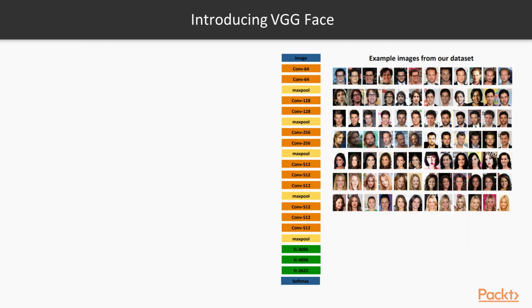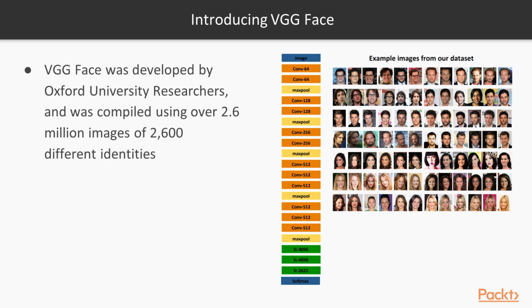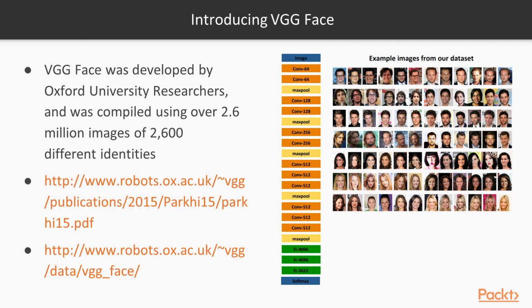So now let's introduce one of the best attempts at this, which is VGG Face, which was developed by Oxford University researchers, and it was trained on over 2.6 million images with over 2,600 different identities. And you can look at these links here to take a look at the actual research and datasets.